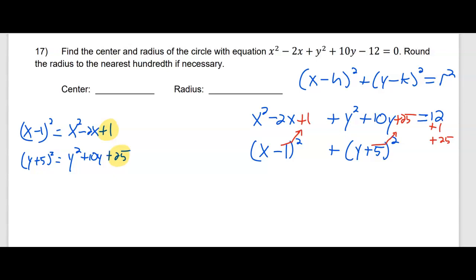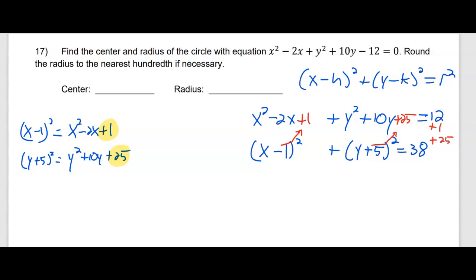So the pattern: half of the negative 2 is negative 1. Negative 1 squared is the 1 that we need to add to both sides. 5 squared is 25, and so on. And then 25 plus 1 plus 12 is 38. So we have the standard form now.